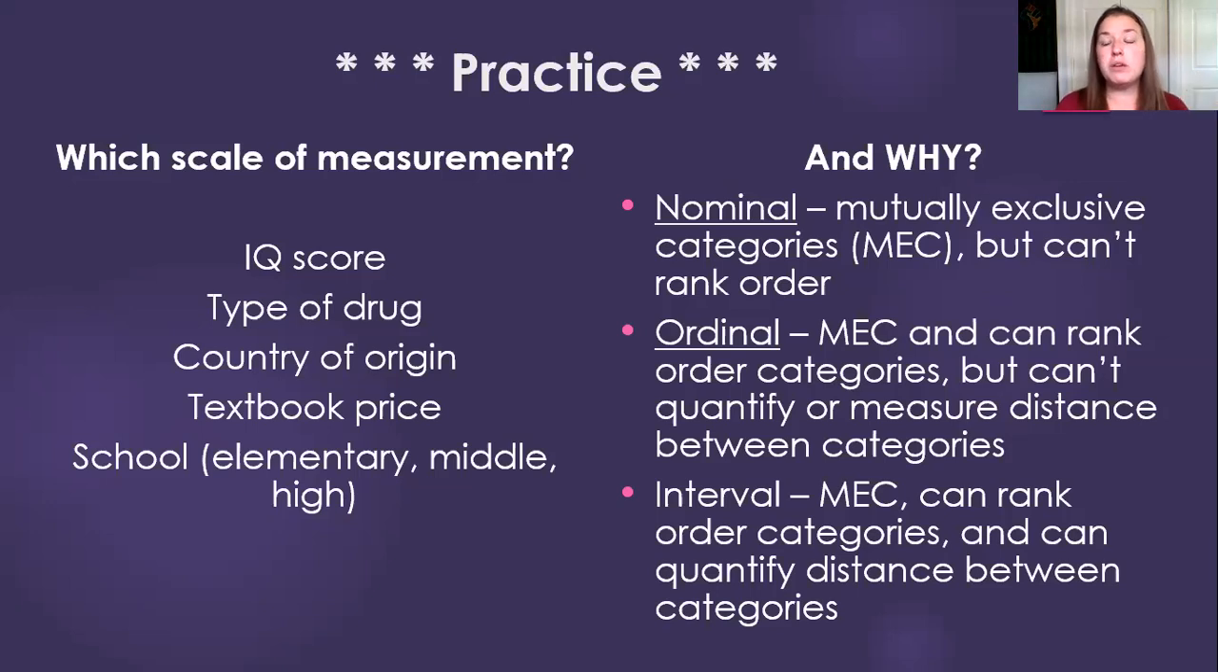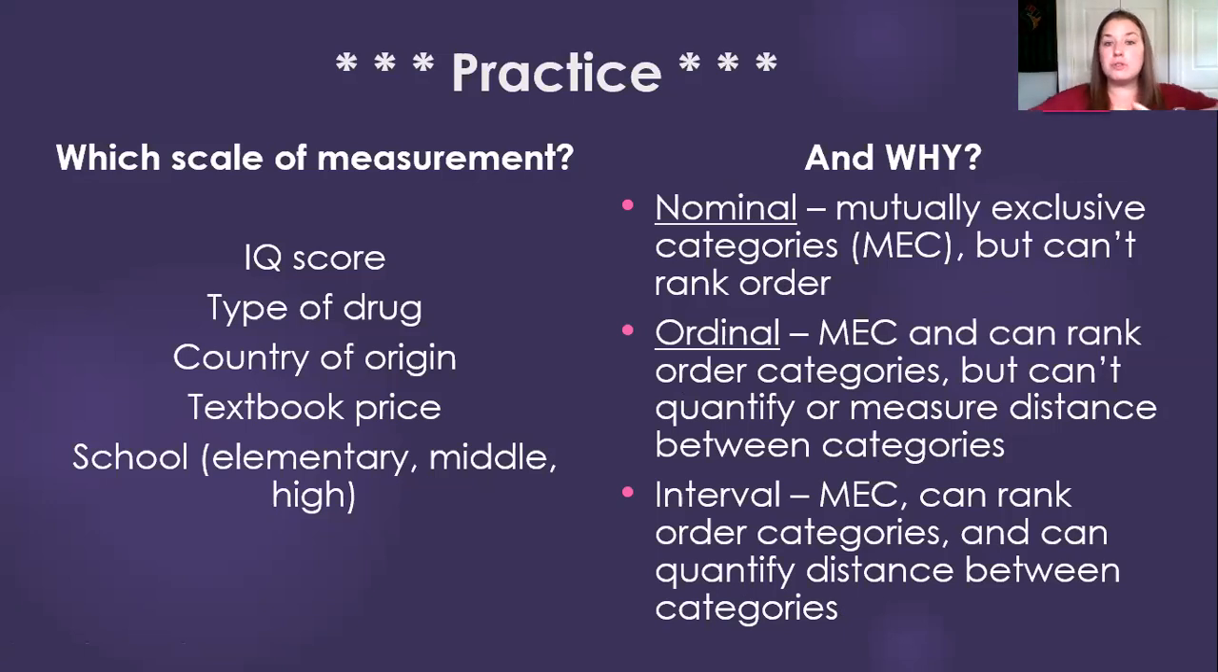So when you're giving the why, you're not just saying what are the characteristics of that particular variable, but for nominal and ordinal, you're also saying what makes it not the next one up, right? So nominal is not ranked; what makes it not ordinal is that we can't rank order. Ordinal is mutually exclusive categories that can be rank ordered; what makes it not interval is that we can't quantify or measure the distance between categories. And then interval has all three of these characteristics.